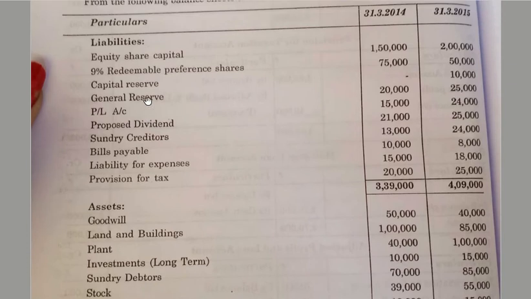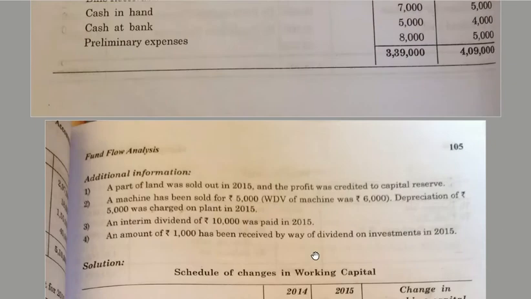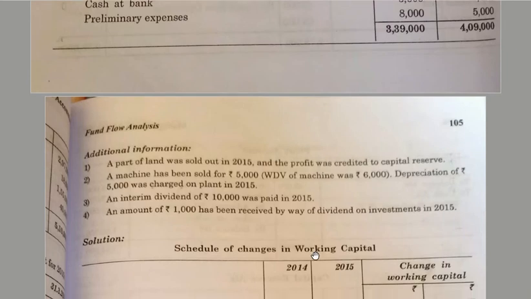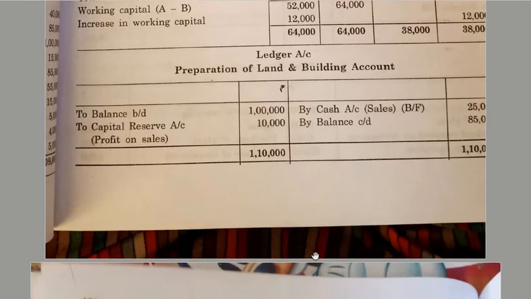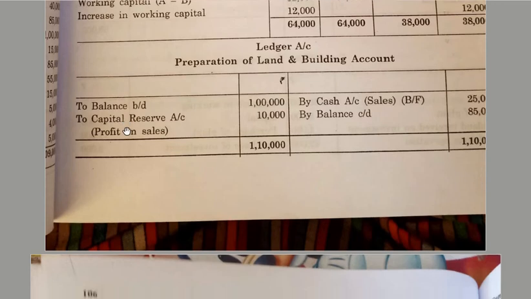So if you see, last year it is 1 lakh, current year it is 85,000. In the adjustment, they have not provided how much has been sold. So you consider the 25,000 to be sold, and of the 25,000, 10,000 is your profit on sale. So by cash account, which is sales, is a balancing figure 25,000, and it has been transferred. The profit on sale is transferred to your capital reserve, which is 10,000.